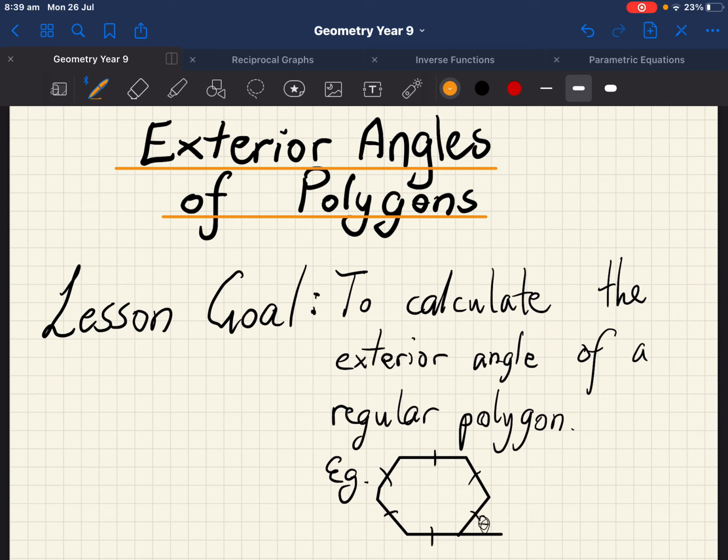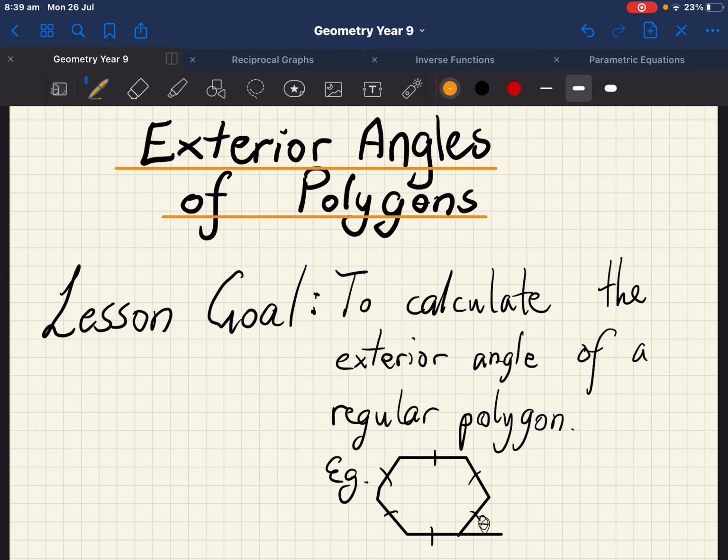Okay, welcome to our next lesson, which is the exterior angle of, well, specifically regular polygons. So in the previous two lessons, we were looking at the exterior angles of triangles, which were fun and relatively easy. This one here, funnily enough, is going to be even easier. We're going to do the same sorts of things, but for regular polygons.